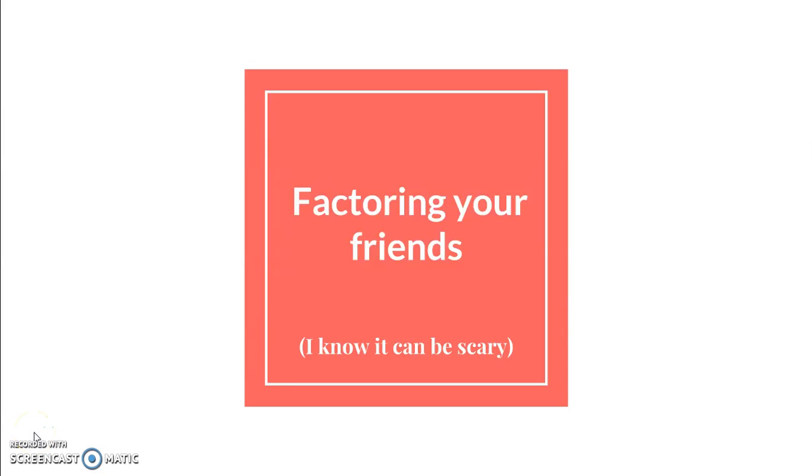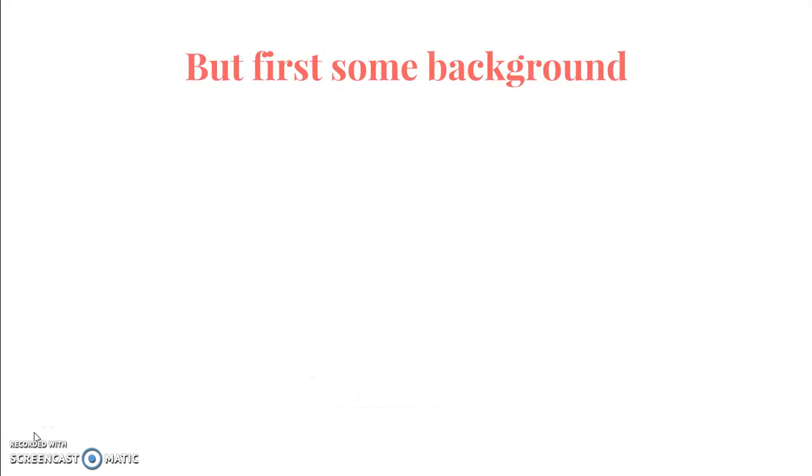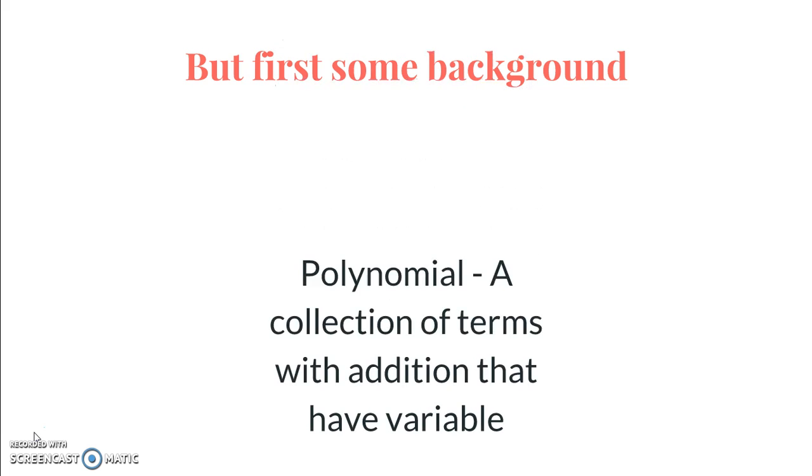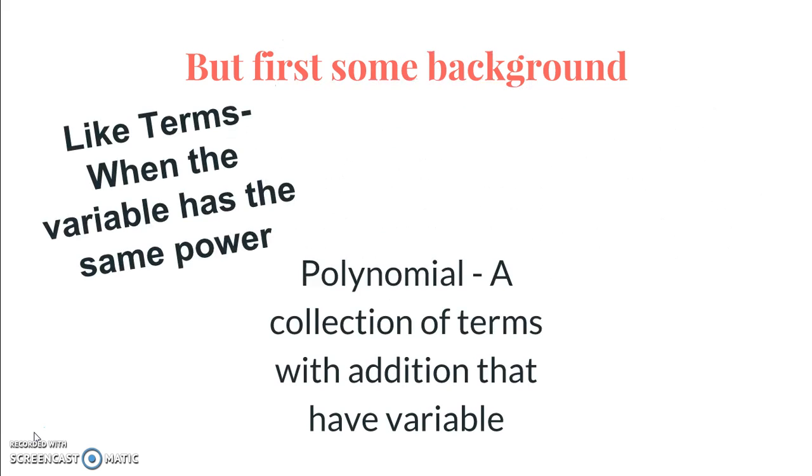Okay, so today we're going to go over a couple of ways of factoring. But before we do that, we want to make sure that we have the right background information. So the first thing we want to go over is the polynomial. Now, a polynomial is a collection of terms with addition and they have variables.